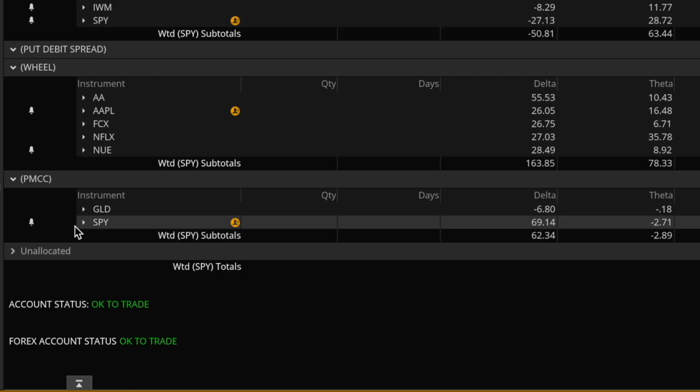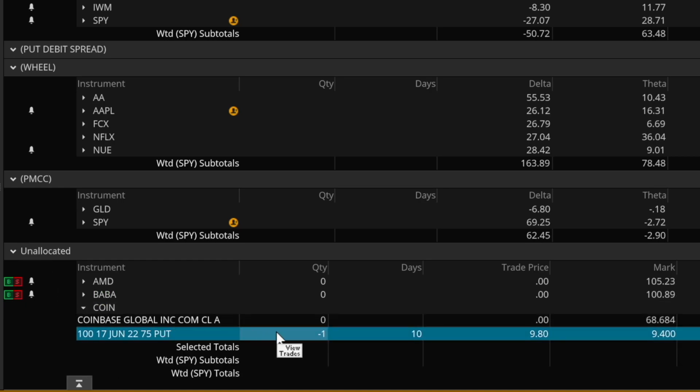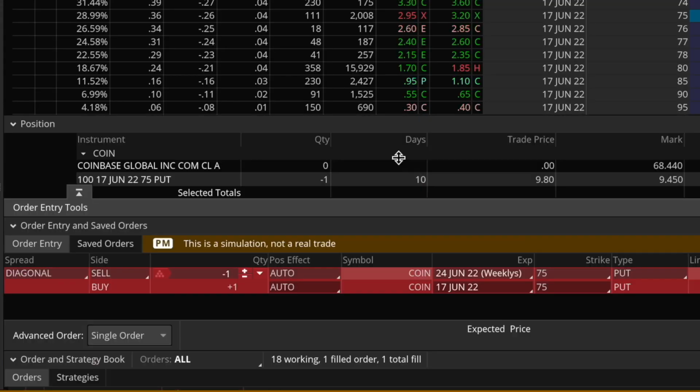And then I'll come down here to the unallocated section, which is where my Coinbase example trade exists. If I unfold this tab, as you can see, I'm short one contract of the 75 strike put option in the June cycle. So I'll right click on this trade and go to create rolling order, and then finally go to this option right here. Click on that. And here we go.